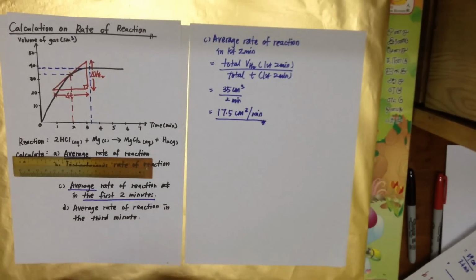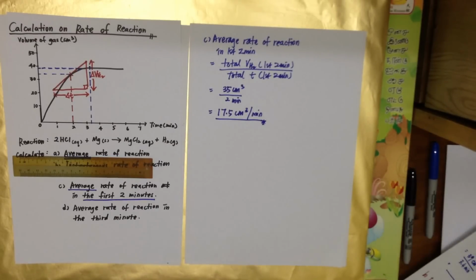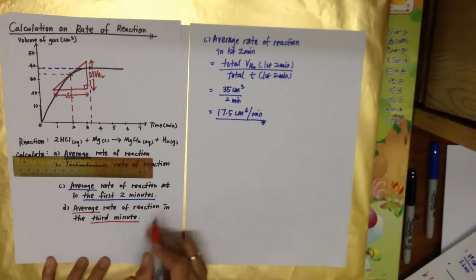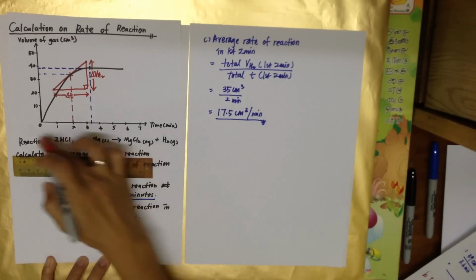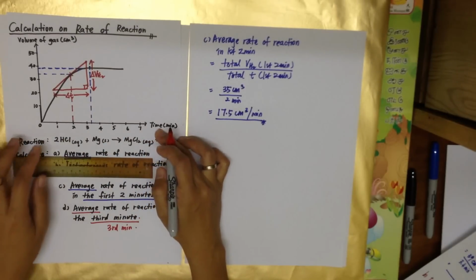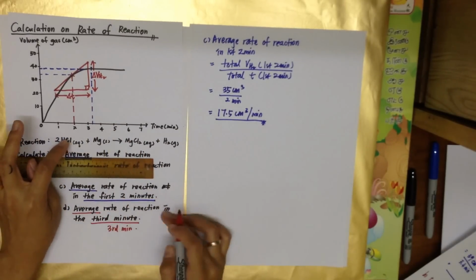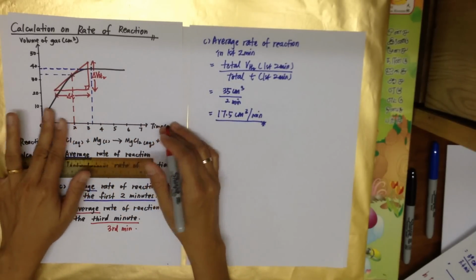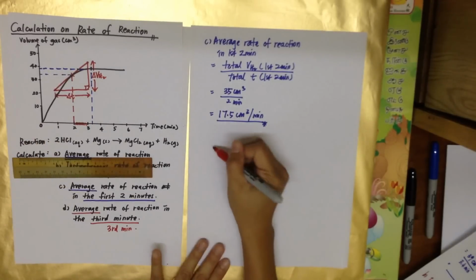And for the last point, we are required to find out the average rate of reaction, and now the condition is set to the third minute. According to the time scale, we are not concerned with any other minutes. We only need to know the average rate of reaction in the third minute. That means we do not need to know about the first minute or the second minute, but only the third minute.